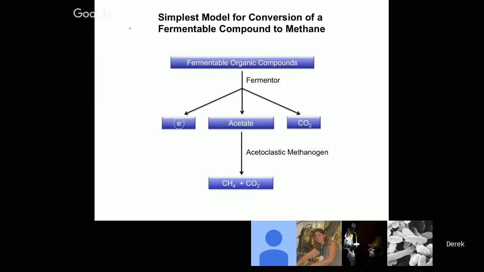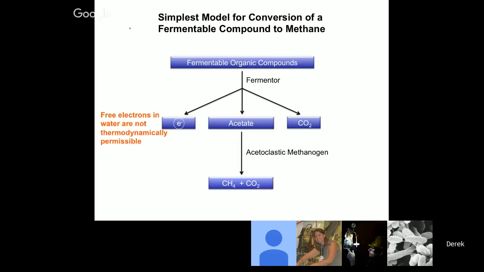So this is the simplest model you could possibly draw for converting a fermentable compound to methane. The fermentable compound is attacked by a fermentative organism, which produces acetate and carbon dioxide. The acetate is converted to methane by an acetoclastic methanogen. This also results in the release of electrons.